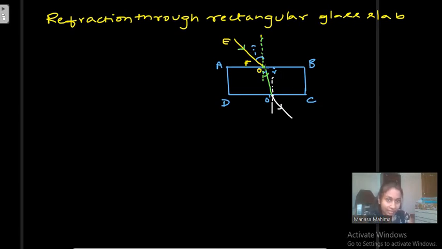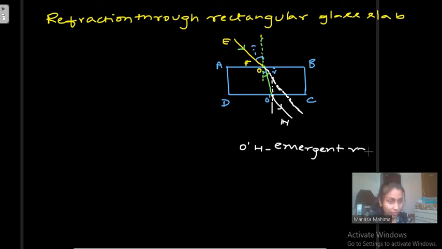If we extend this incident ray, you can represent it as O prime H. O prime H represents the one more refracted ray when the ray is traveling from the denser to the rarer medium. O prime H is the emergent ray.